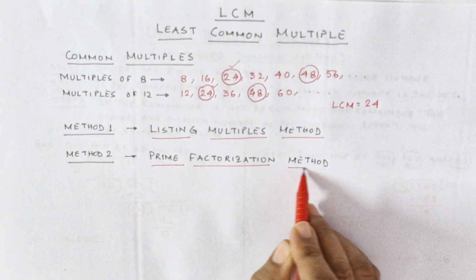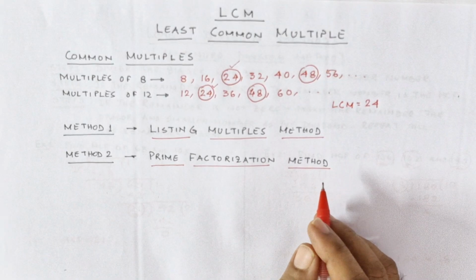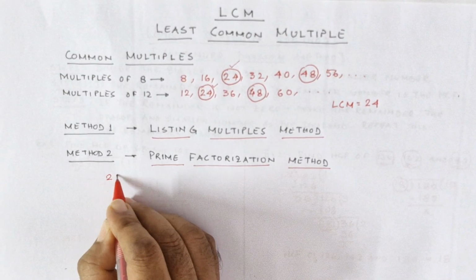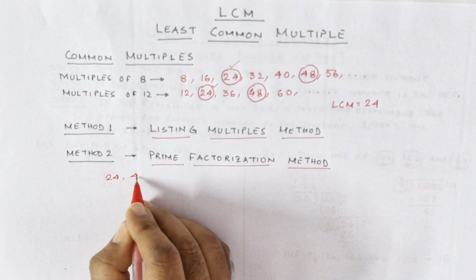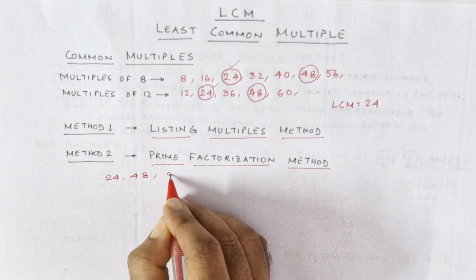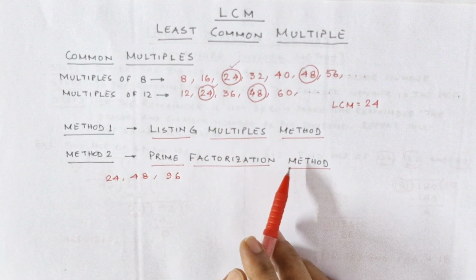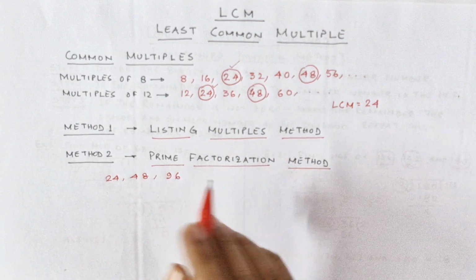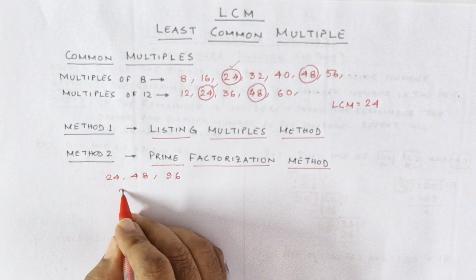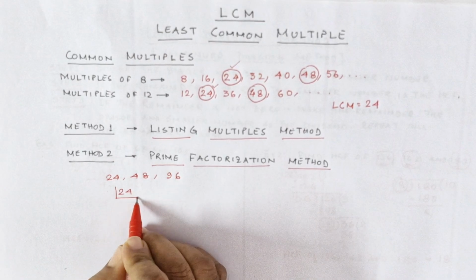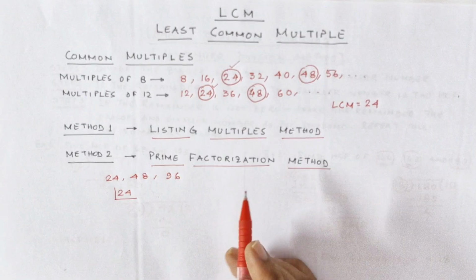So LCM by prime factorization method. We'll take three numbers, 24, 48 and 96, and we'll try to find out the LCM by prime factorization method. So you know by now how to find the prime factors of a number. So let's go and find them out one by one.